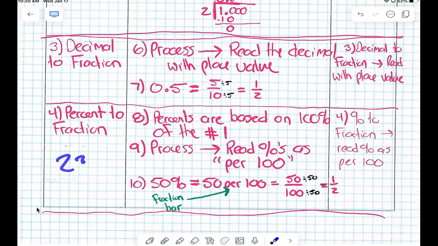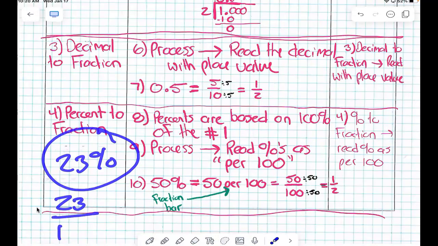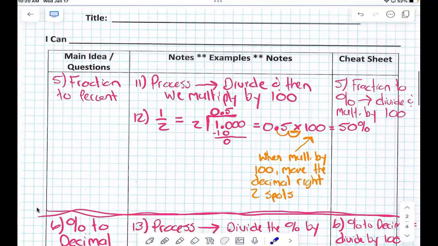Okay, so just real quick. If I have 23%, please read that number. 23 per 100. So 23 per fraction bar, right? Yes. Is that my fraction? Yes. It's as easy as that? Yes.